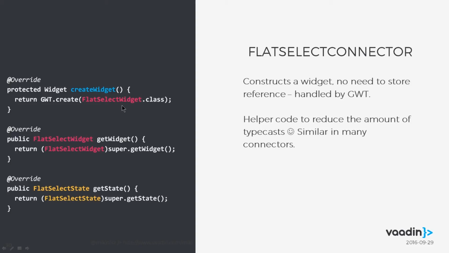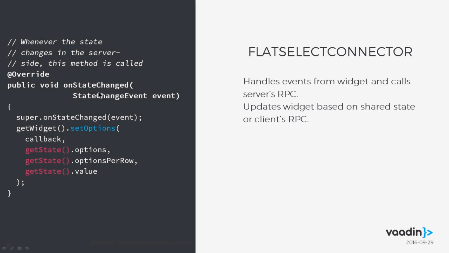createWidget does some GUID magic to instantiate the FlatSelect widget. And then getWidget and getState reduce typecasting, of course. And then again, there is some magic involved in the return types. And then there is our onStateChanged event. As it says here, whenever the state changes on the server side, this is called. Yes, exactly, that's what happens.